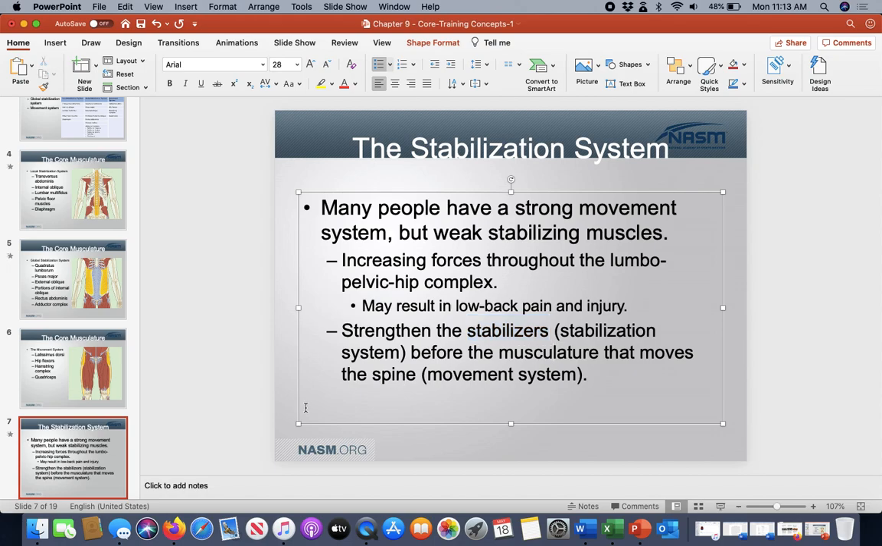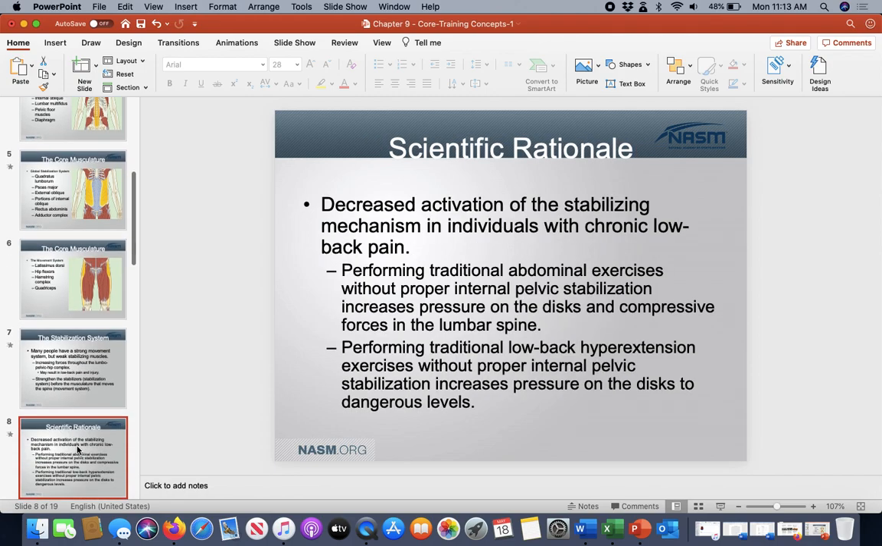All right. So don't take the stabilization system for granted just because you have strong mover muscles or movement system muscles. All right. So what ends up happening, and they call it the scientific rationale, is like it says here, decreased activation of the stabilizing mechanism in individuals with chronic lower back pain. So what's happening here is you're actually turning off or deactivating these stabilizers and the way that they function, especially when it becomes a low back concern.